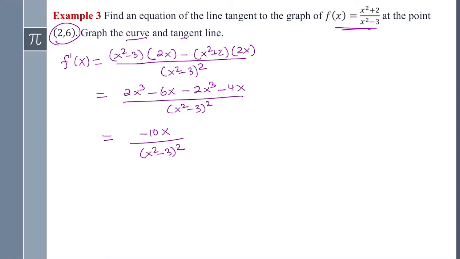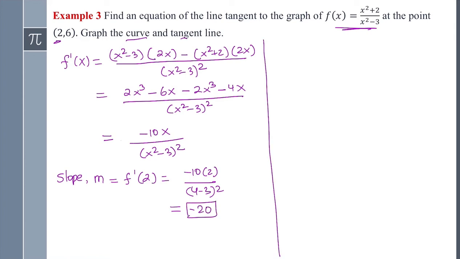What we want is the slope of the tangent line. So the slope of the tangent line at x equals 2, because we are finding it at this point, is given by f prime of 2, which is negative 10 times 2 divided by 2 squared, which is 4, minus 3 squared. So the denominator is just 1, so the slope m is negative 20.